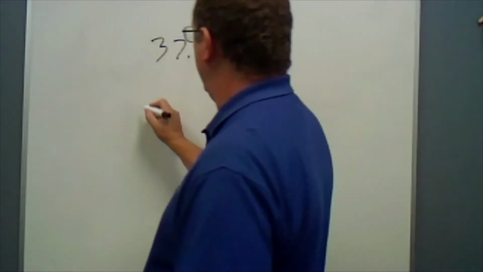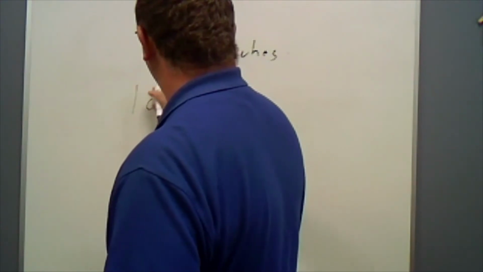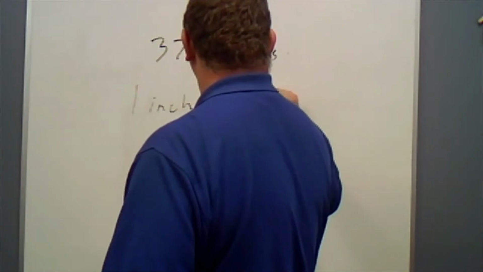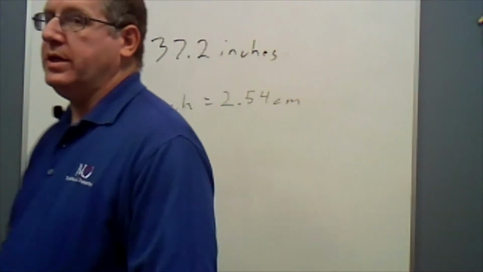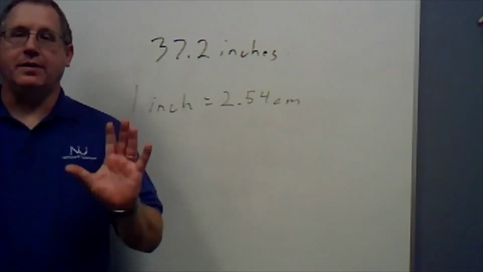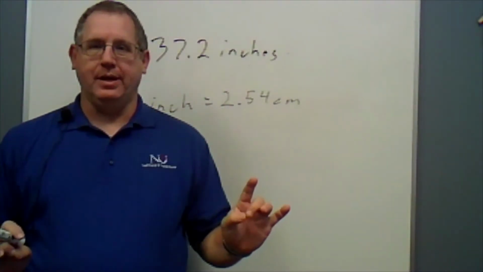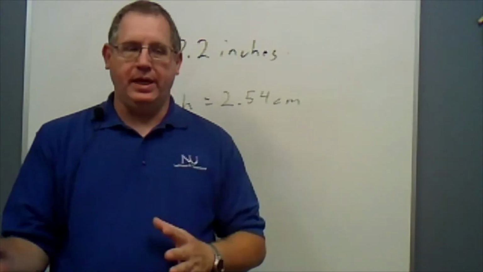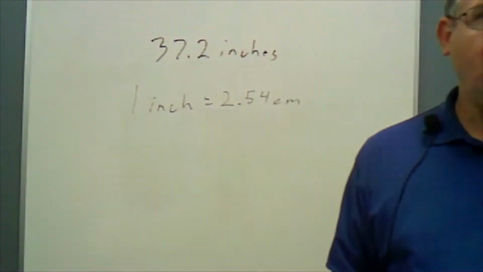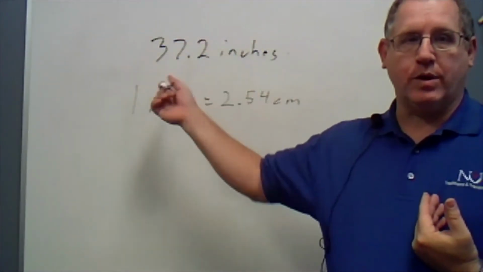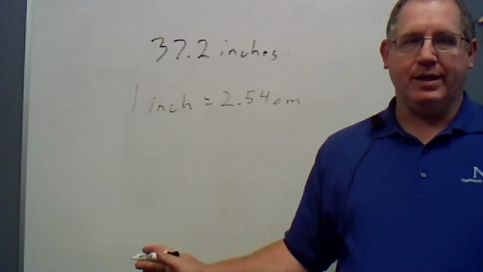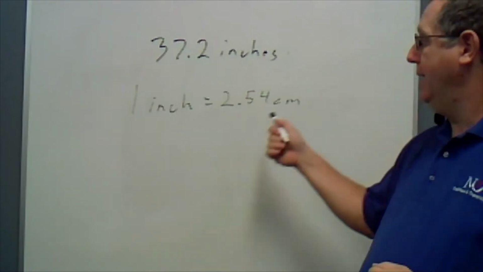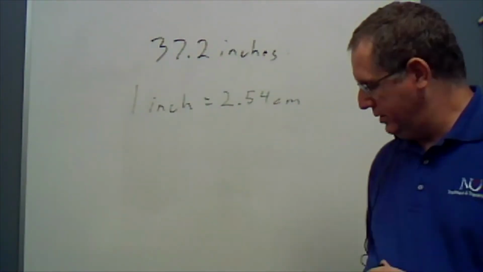Well, I happen to know that 1 inch is 2.54 centimeters. Now, this is actually an exact measurement. So 1 inch is exactly 2.54 centimeters. This is the only English to metric conversion that is really exact. That's the only one we're going to use that's exact. Everything else, we probably should pay attention to significant figures. But this particular one, this is an exact measurement. So we're going to use that.